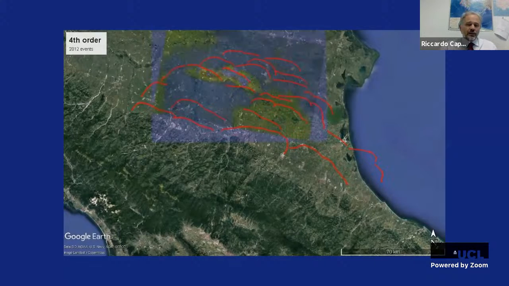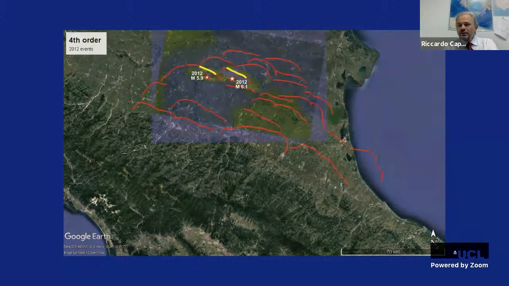These are the denser bumps you can see of the two 2012 events, May 20 and May 29. Next. And these are the two segments, not even total segments, fourth order segments, that have been reactivated.